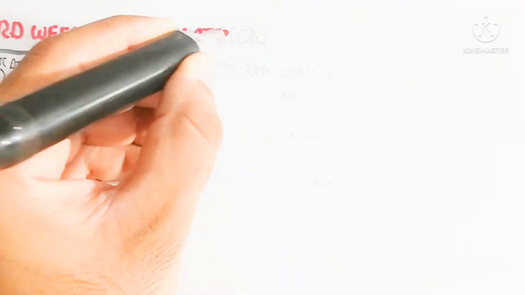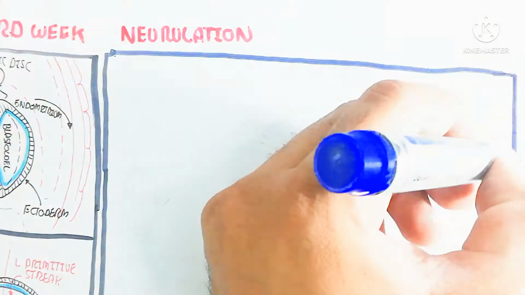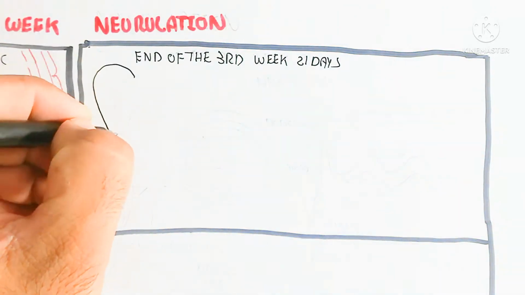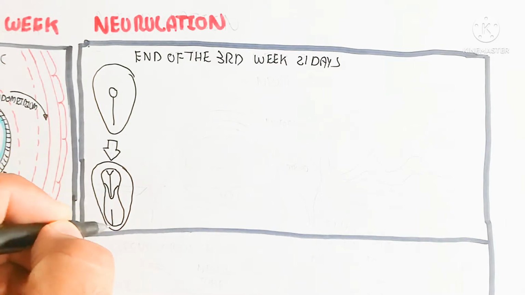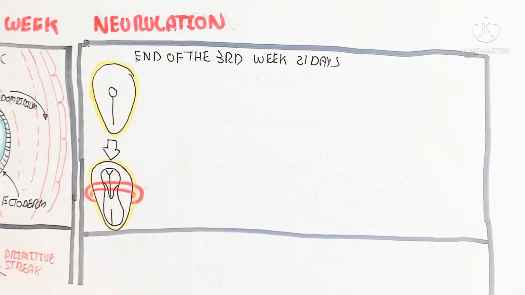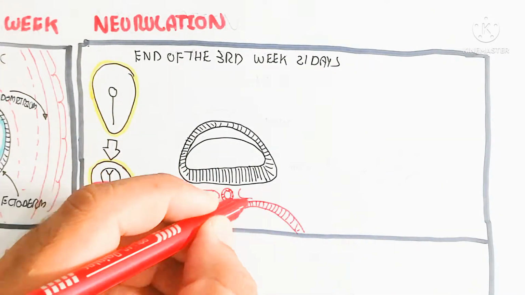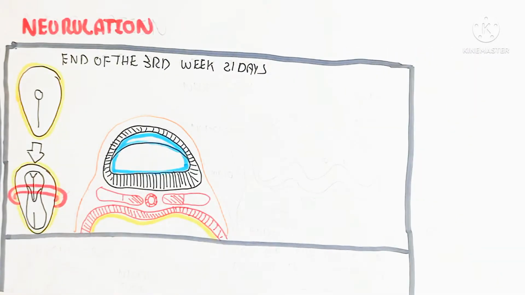Neurulation occurs at the end of the 3rd week, around the 21st day, after gastrulation. Gastrulation means the 3 germinal layers form, while neurulation means the nervous system develops. This is the precursor of the peripheral and central nervous system. This is the dorsal view of the embryo, which contains the developing brain and spinal cord. Let's look at the cross section of this embryo at the 3rd week, 21st day stage.